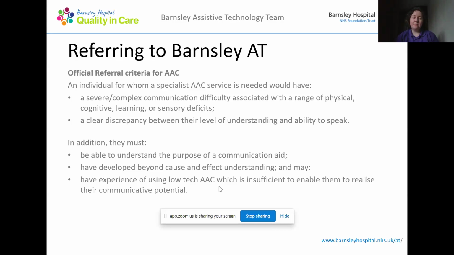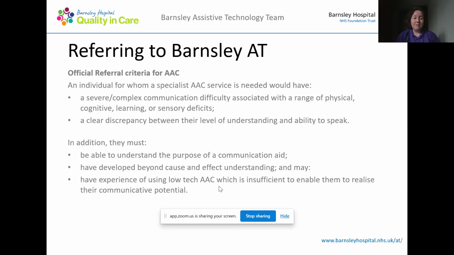They need to have developed a beyond cause and effect understanding. So cause and effect is like, if I do something, this happens, and knowing that that might happen. To use AAC, you need to be able to do that, because a lot of it involves pressing an icon on the screen and it speaking out a message. So you need to understand that if I press that, a message is going to be played.